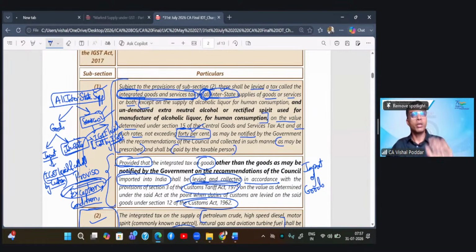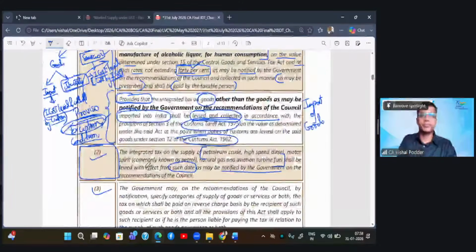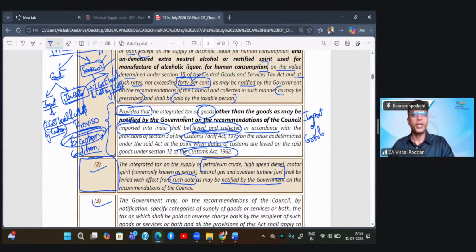So this is, students, what is the important carve out, important exception created by this proviso. Please understand this. So the exception created is this. Now I'll read it in detail. What it says is, provided that the integrated tax, that is IGST on goods. Now for the time being, I'm leaving this bold part apart, just to make the main part clear first. So it says that the IGST on goods imported into India shall be levied and collected in accordance with provisions of Section 3 of the Customs Tariff Act.